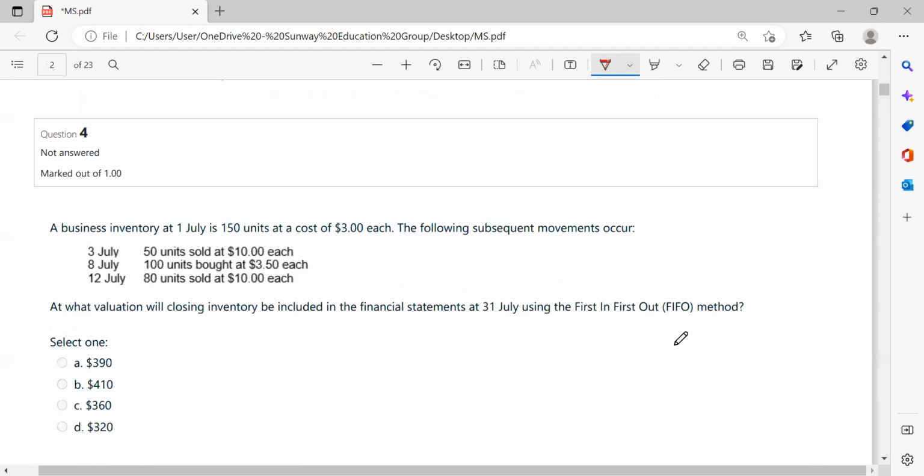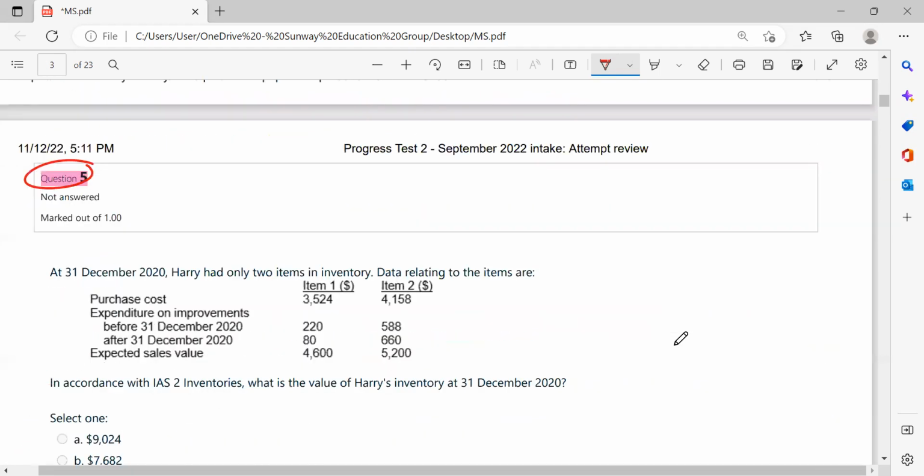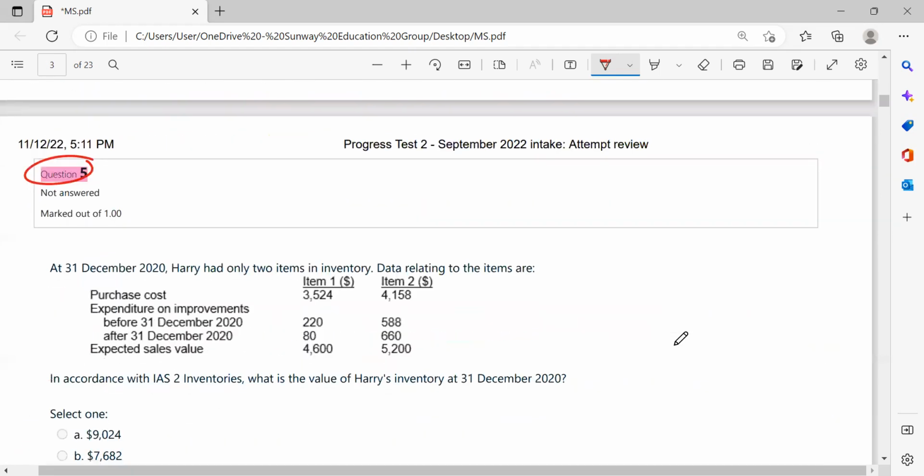Moving on. Question 5. Now, for questions that I highlighted in pink color, these are all CBE questions. CBE meaning they are actual exam questions. So please note this carefully. Who knows, you will see them again in your actual exam.